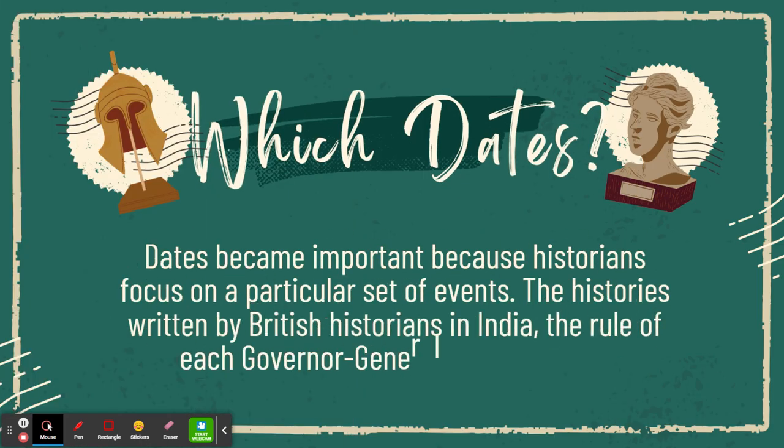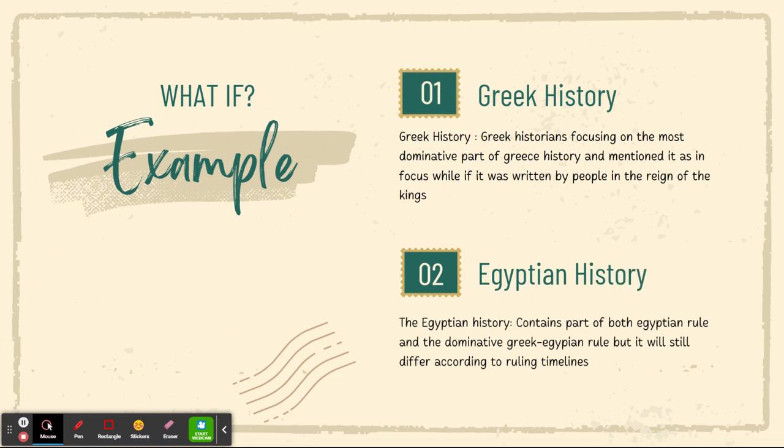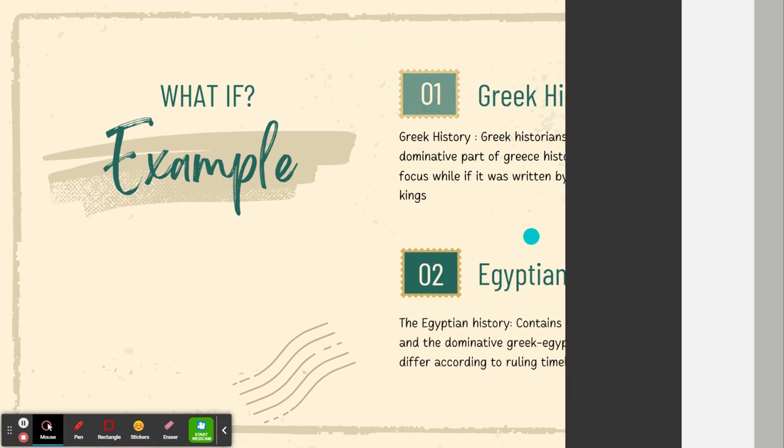Now, dates become important because historians focus on a particular set of events. In these histories, written by the British historians in India, the rule of each governor general was important. Taking a very simple example, suppose I was a historian under the Mughal Empire, what will matter most to me and what I'll glorify the most is the Mughal Emperor, right? So if I'm a historian under the British rule or the colonial rule, what will matter most to me is the rule of the governor general. This is also such an example.